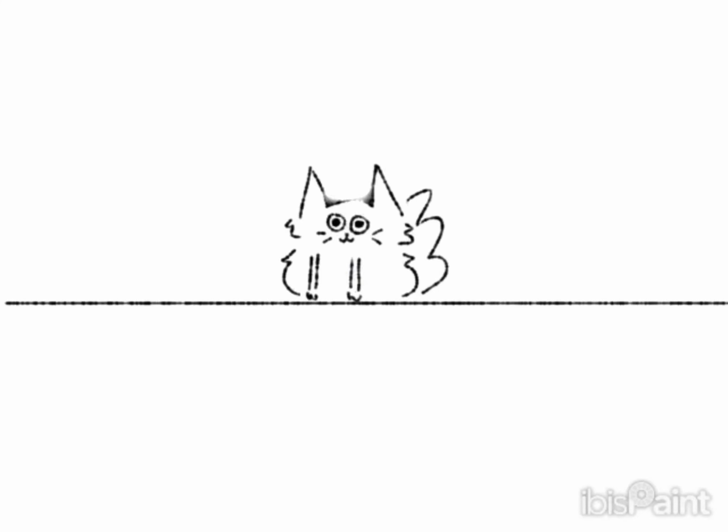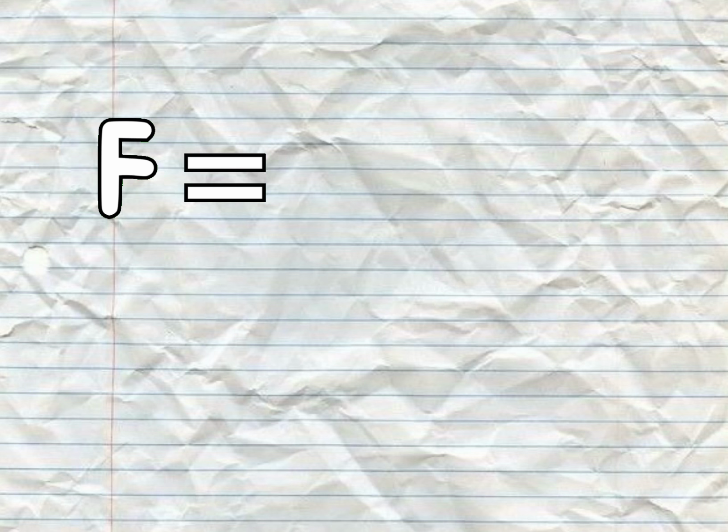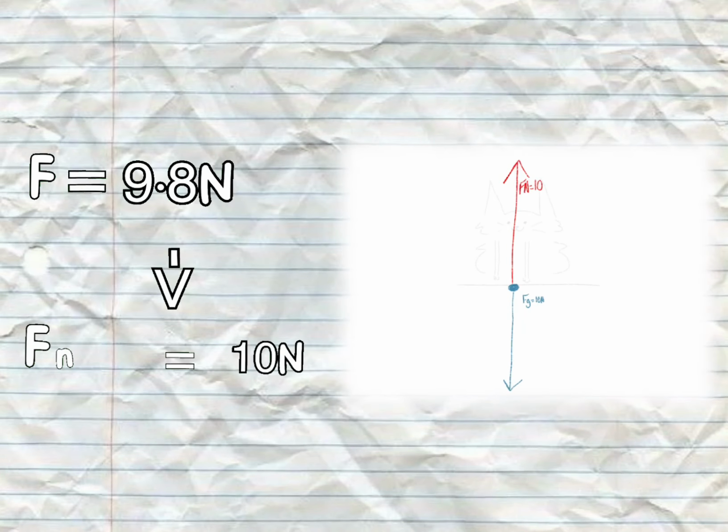Let's say the cat has a mass of 1.02 kilograms on Earth. How much normal force would the porch have to apply in order to fully support the cat? Remember that weight equals mass times gravity. Rounded up, the porch would need to exert an equal 10 newtons upward to support the cat's weight.